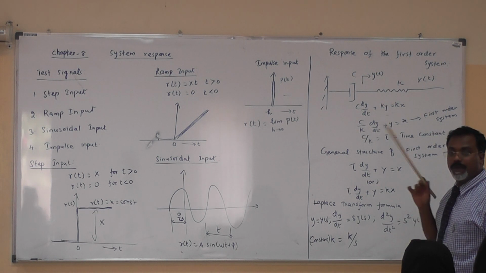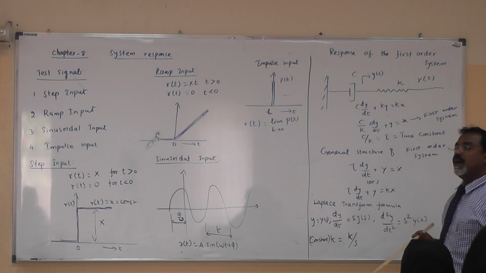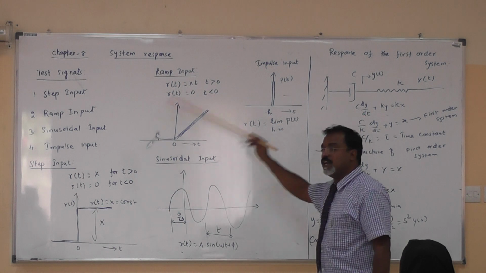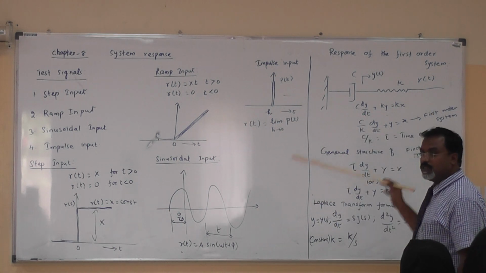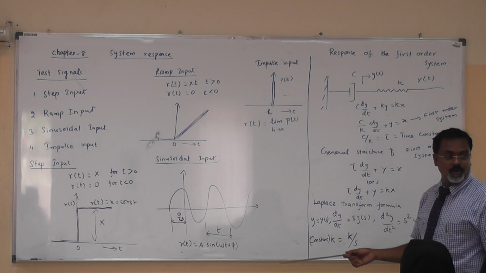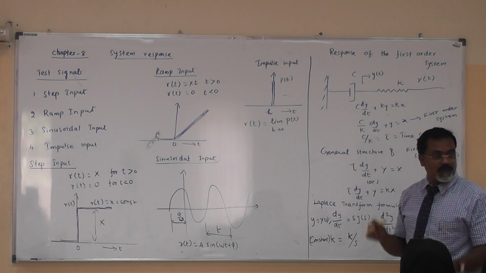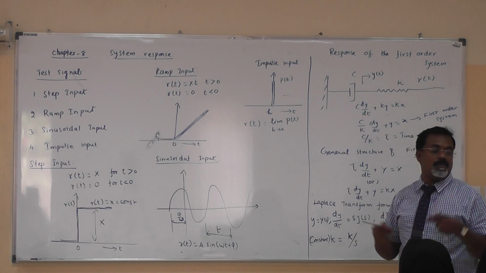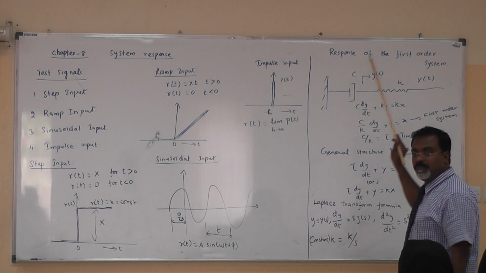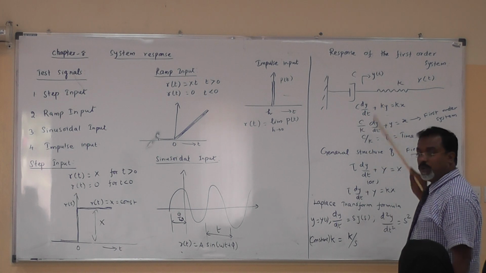So you have to take one first order equation, and then after that you have to give any one of the test signals to find the response of the system. Correct? So this is the method to find the response of the system. In a mathematical way, how to find the response of the system? You have to take one system. It may be a first order system, it may be a second order system, it may be a third order system. Any one system you have to take. Here I am taking the first order system. See that? This is one first order system.